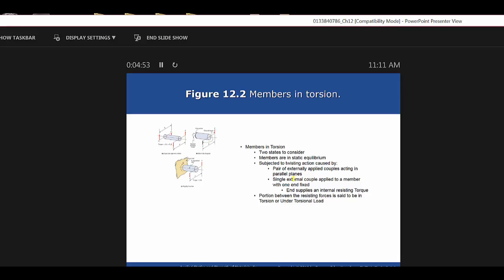But you've got the situations where the members are subjected to twisting actions caused by either a pair of externally applied couples acting in parallel planes, which you will see in the next slide, which is using pulleys, or a single external couple applied to a member that's fixed on one end, which is what you're seeing in this example. I guess really equal and opposite, they're showing it in this top left example. You are seeing that.